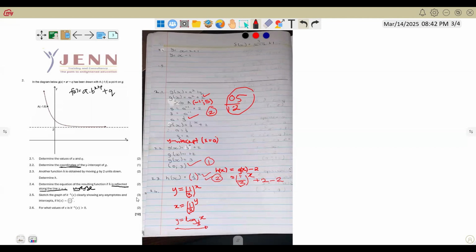Yes. So you have to take note. Sometimes, I think it's the paper for 2019, or before COVID, 2018, 2019, they did not ask for inverse. They asked the same way it's asked here: determine the equation of the resulting function if h is reflected along the line y equal to x. The moment they talk of reflection along the line y equal to x, just know that we'll be talking of the inverse. Is that clear?